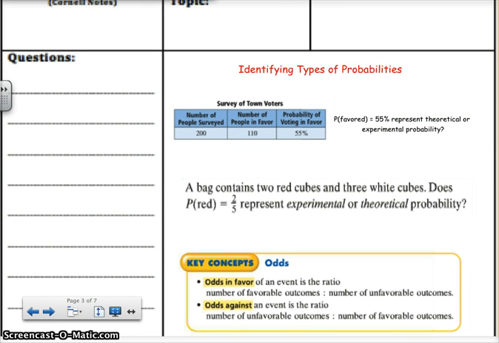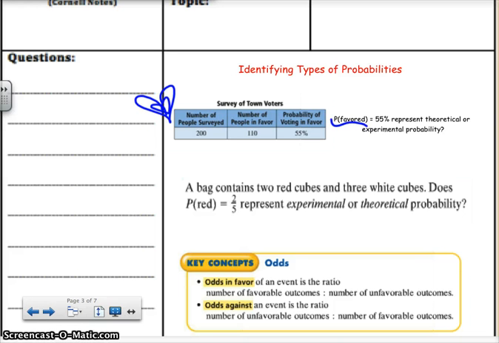Looking at this table, pretty much anytime I see a table, right away my brain says, hey, people tallied, people actively did something. That tells me it's an experiment. But it says probability in favor. So they surveyed town voters. The number of people surveyed is 200. People in favor of some kind of thing is 110. Probability of voting in favor is 55%.